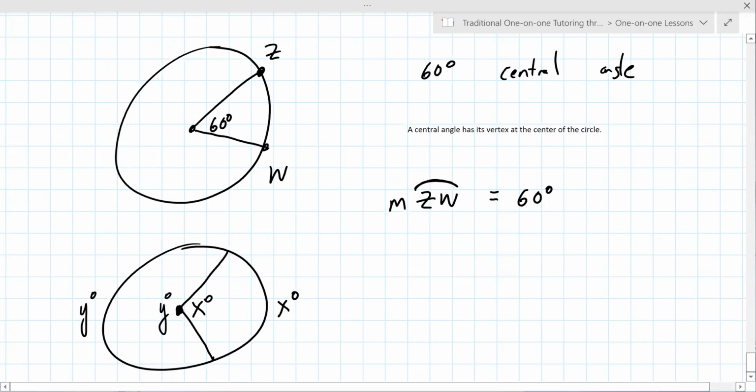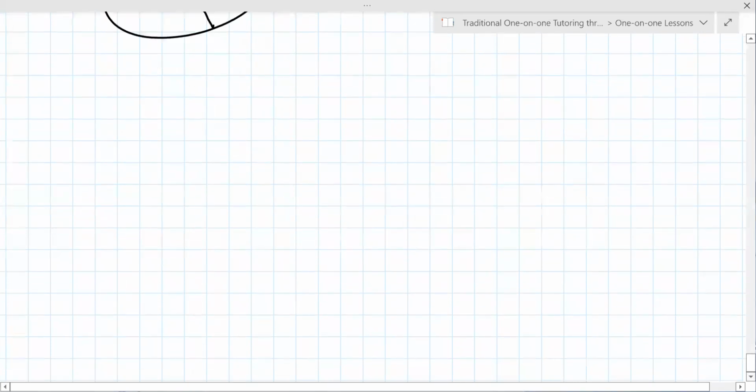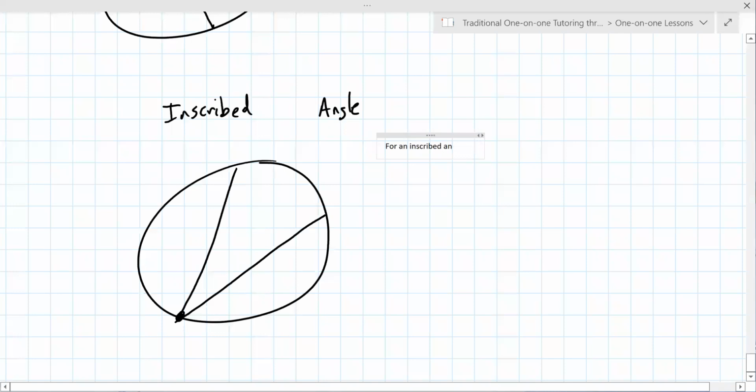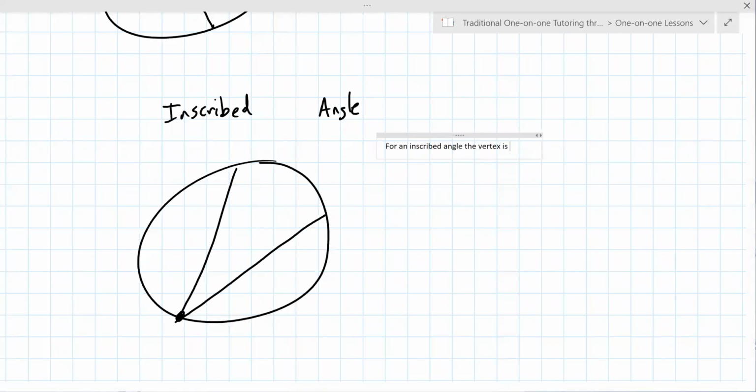So that's a central angle. We just talked about a central angle. Now we're going to talk about an inscribed angle. So we're going to draw a circle. This time the vertex is on the circle. That's the key difference between them. For an inscribed angle, the vertex is on the circle.